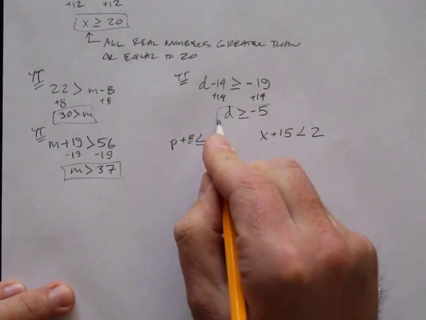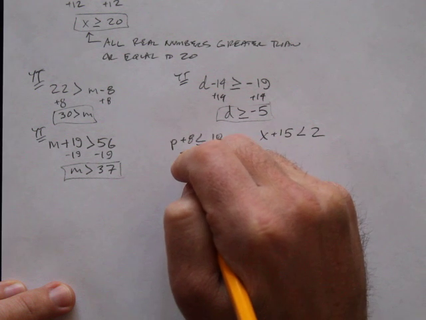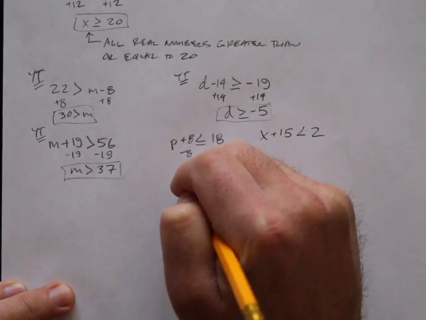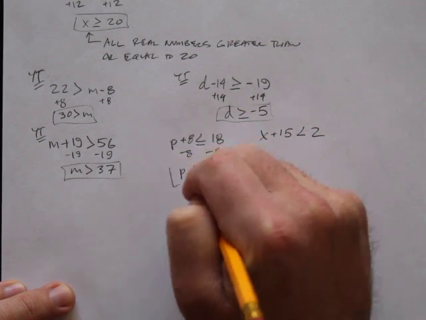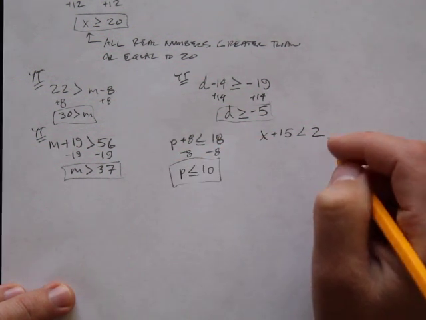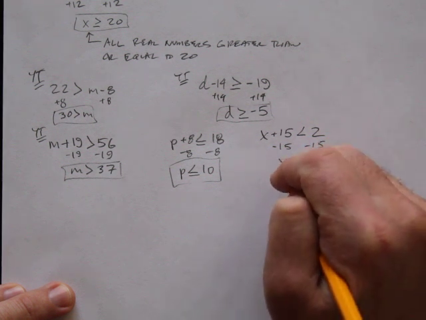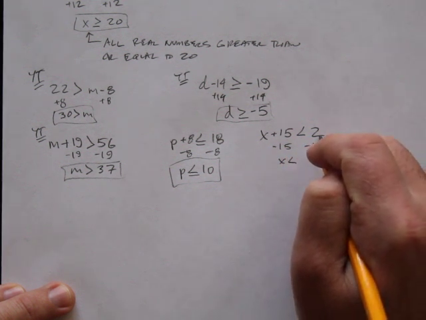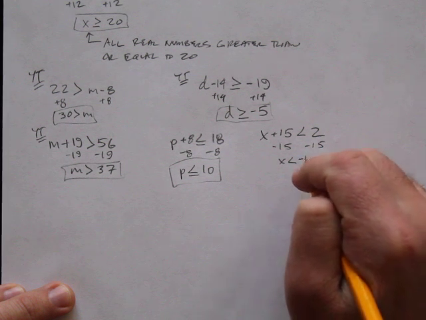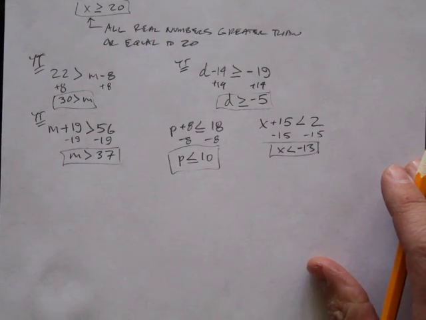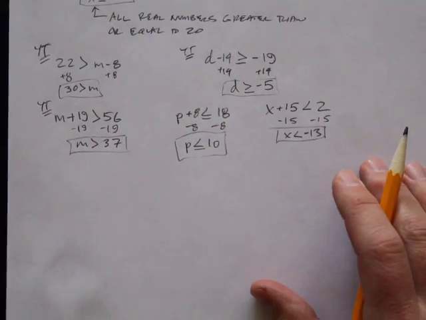Subtract 8 from both sides of this one. p is less than or equal to 10. And last one here, minus 15. x is less than positive 2, negative 15, negative 13 is what's left over. All right, I hope you did well on those.